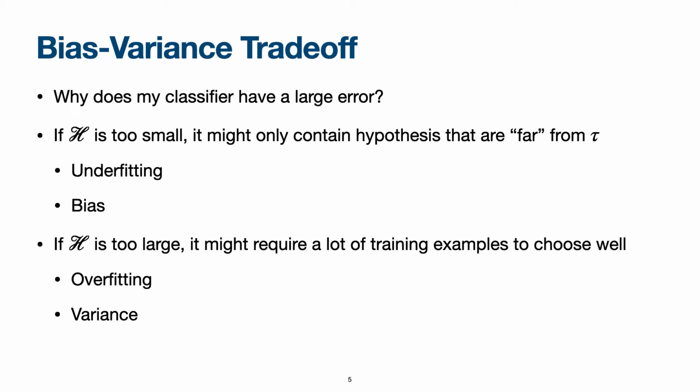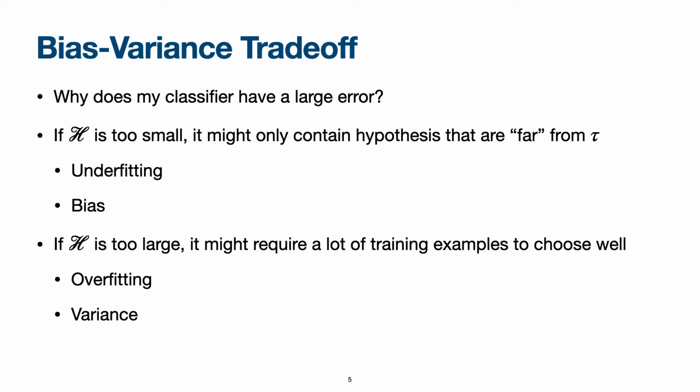One of the fundamental problems in trying to apply machine learning is the bias-variance trade-off. And the key question is, why does my classifier have a large error? One possibility might be that the hypothesis space is too small. If the hypothesis space is too small, it might not contain tau, in which case it's impossible to have enough data points to mimic perfectly the labeling function tau. It might even be so bad that the functions in the hypothesis space all behave very differently from tau. This is the problem of underfitting, or bias.